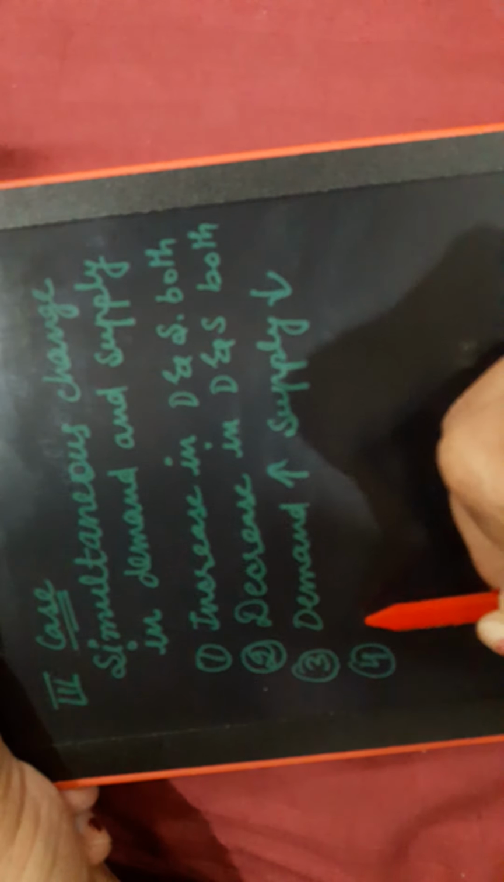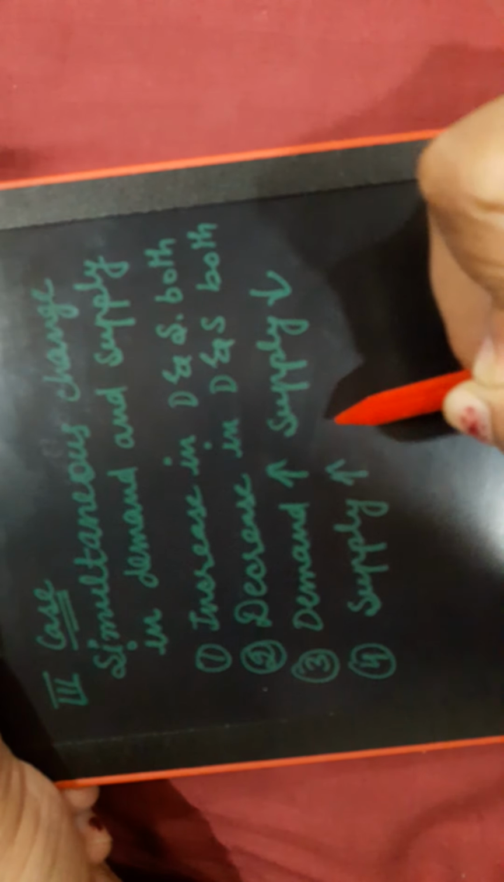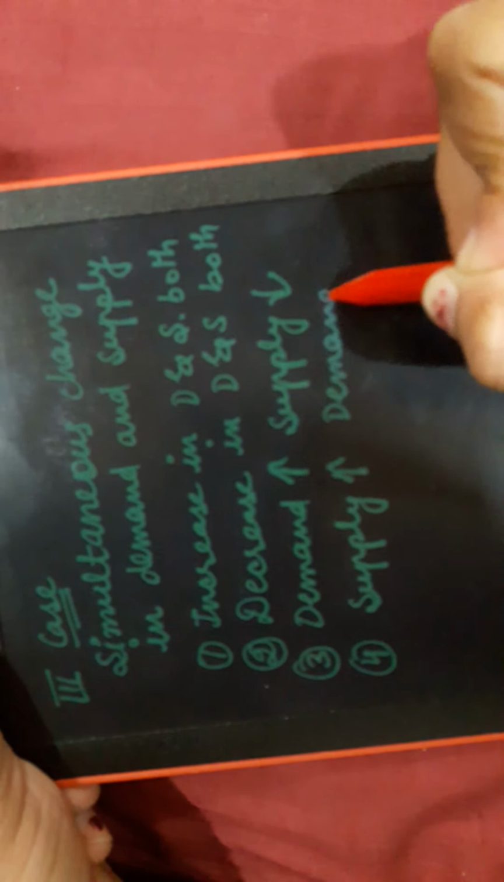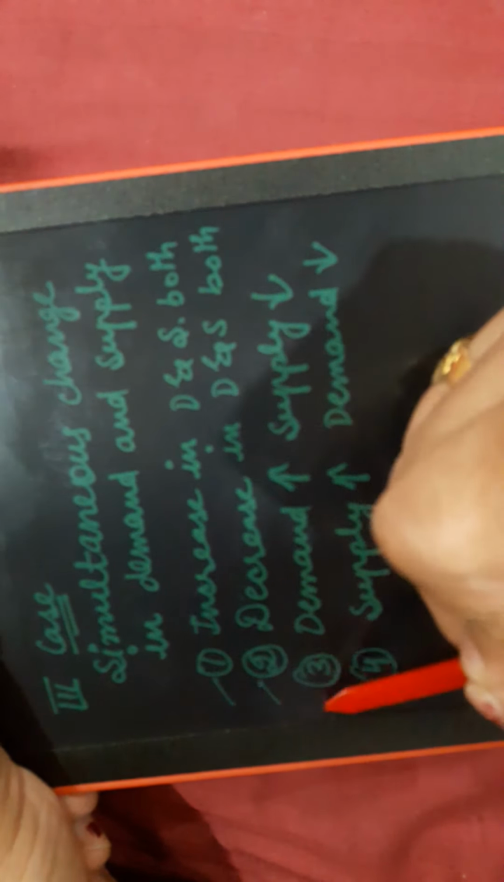And in the fourth situation, supply can increase and demand can decrease. Any situation can be there. So we will draw the diagrams and we'll see what the effect of these is on the market equilibrium.